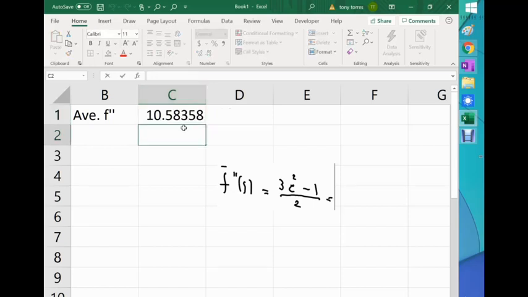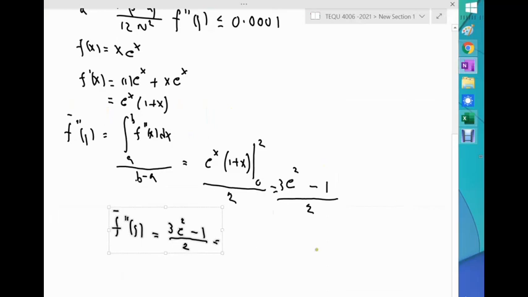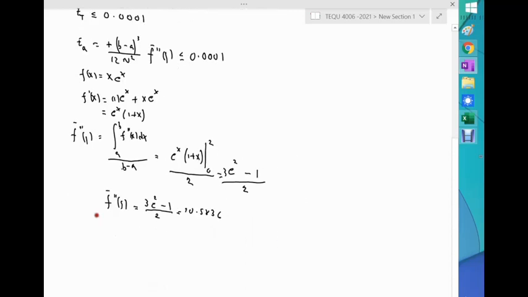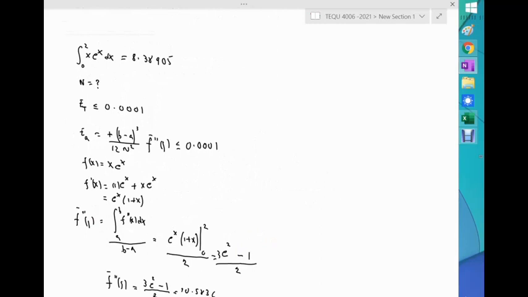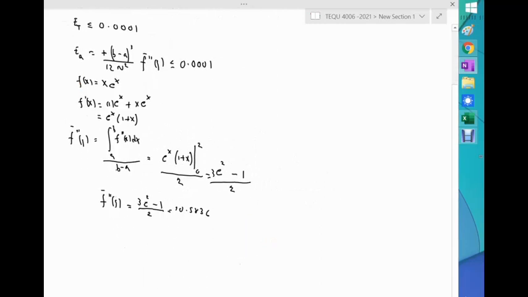So we get 10.5836 at 4 decimal places. So let me go to one node here and let's put that here. So that value is 10.5836. All right. So with that said, now let's calculate the approximate truncation error, or actually the value of n, which is the one that I'm interested in.